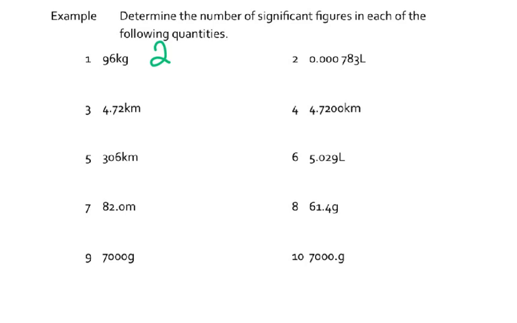Example 2, now we have zeros in a leading position. Those zeros are there to place the decimal so that we know we have 0.000783 liters instead of 783 liters or 7.83 liters or something like that. Those zeros are necessary to make the number what it is. So those zeros, because they are necessary, they are not significant, so we do not count those. We only count the 7, the 8, and the 3 to give us 3 significant digits.